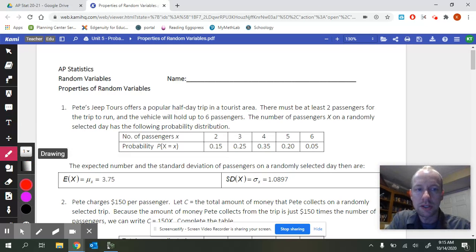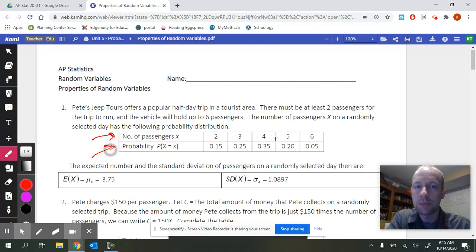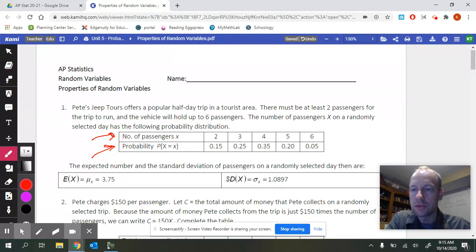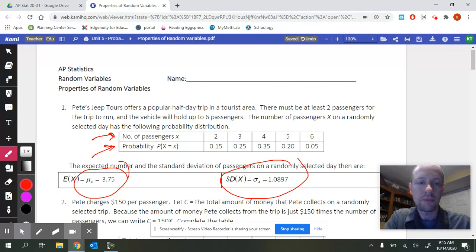So I'd like you guys to take a second to grab your graphing calculator, punch in the number of passengers into list 1 and punch in the probability into list 2. And then when you do one var stats, just use frequency list as list 2 when you punch those in. So take a second, pause the video right now, and find out, can you in fact get this mean and this standard deviation out of your graphing calculator? Go ahead and pause the video now and give that a shot.